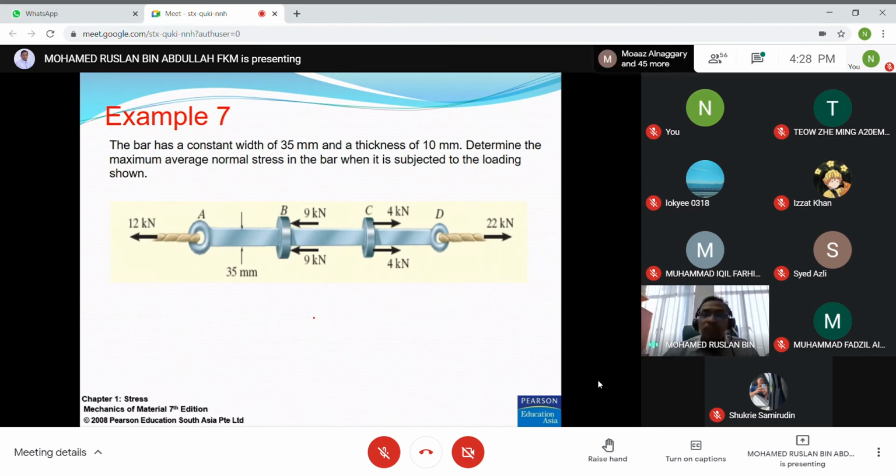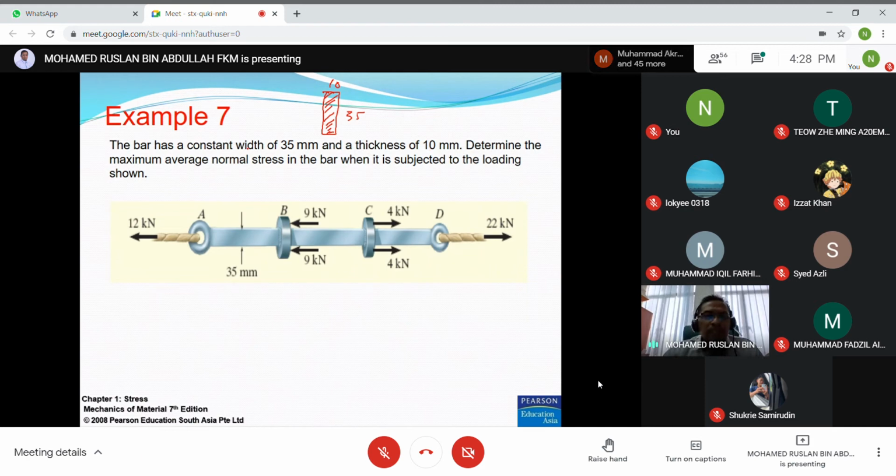This is referred to as the cross-sectional area. This one is 35 millimeter, and this one is 10 millimeter. This is the cross-sectional area, and it is rectangular.